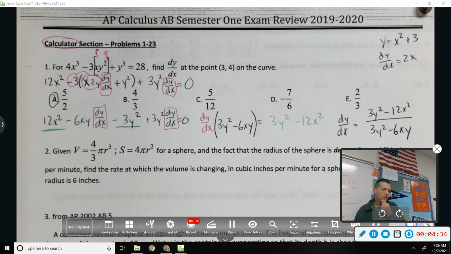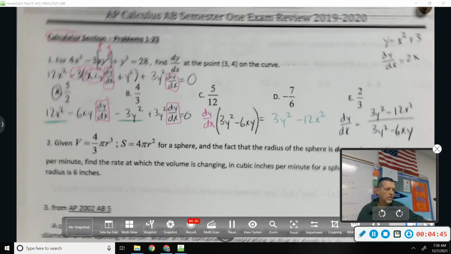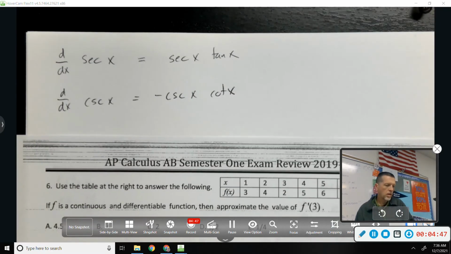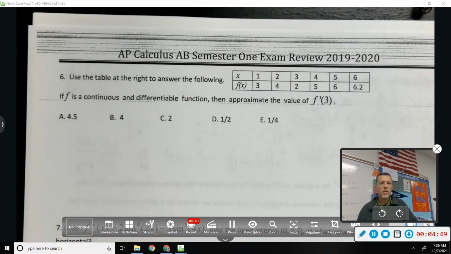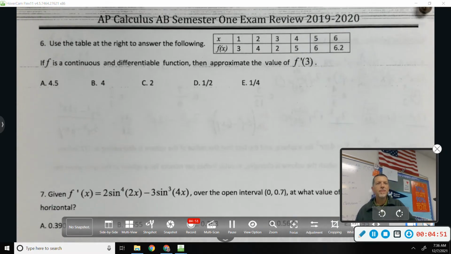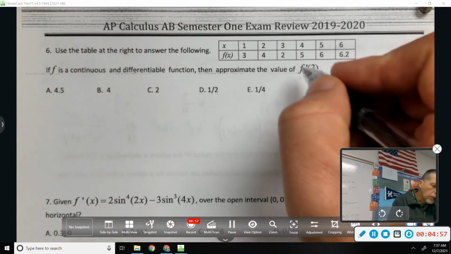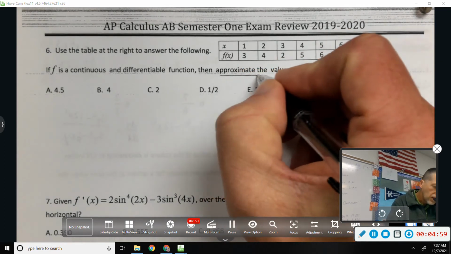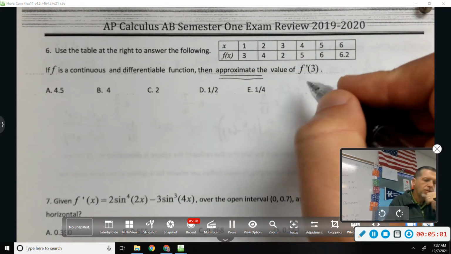Other questions from the semester review? Page 1 and 2. Which one? 6. What are we supposed to do there? Use the table at the right to answer the following question. If f is continuous and differentiable, then approximate the value of f prime at 3.